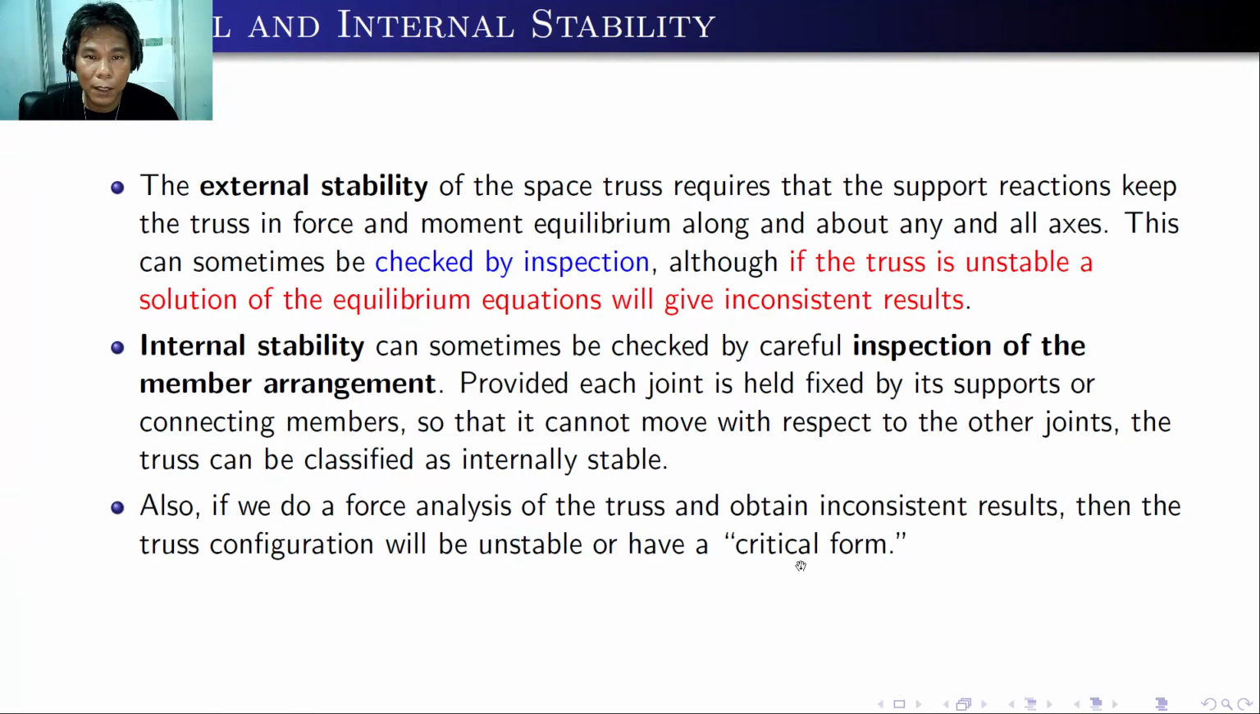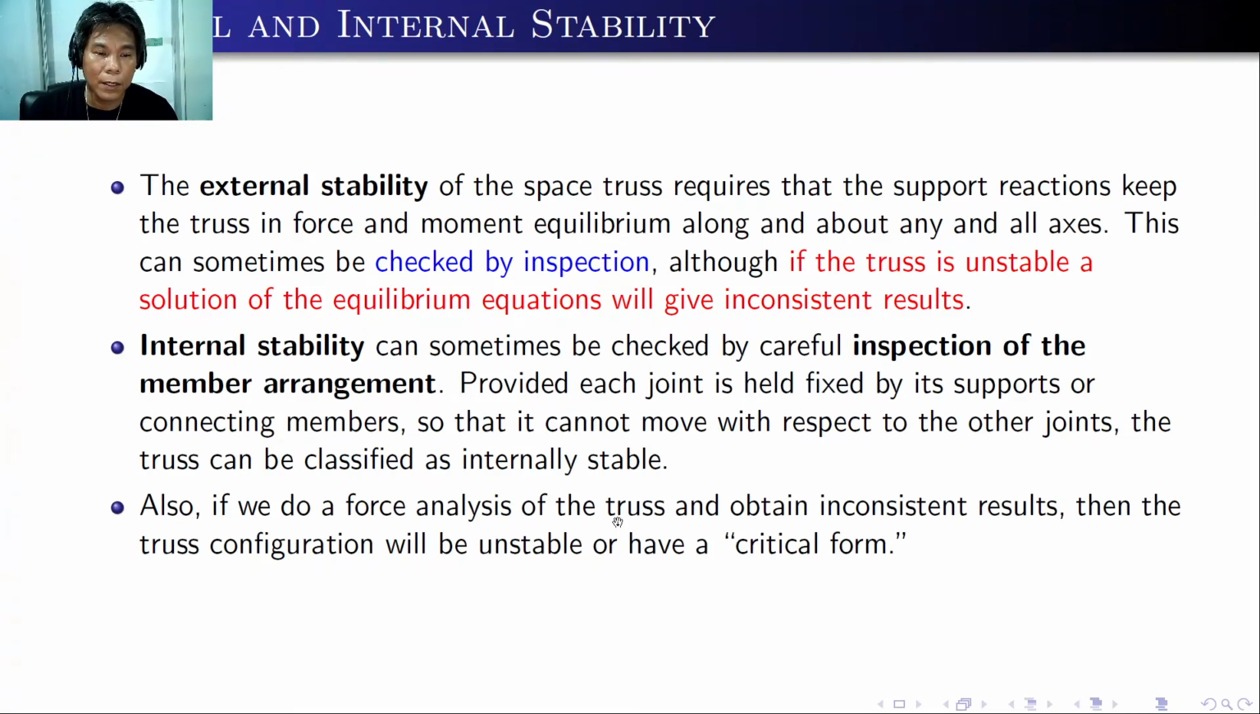For the external and internal stability of a 3D truss or space truss, the external stability of the space truss requires that the support reactions keep the truss in force and moment equilibrium along and about any and all axes. This can sometimes be checked by inspection. Although if the truss is unstable, the solution of the equilibrium equations will give inconsistent results. So this is your red flag.